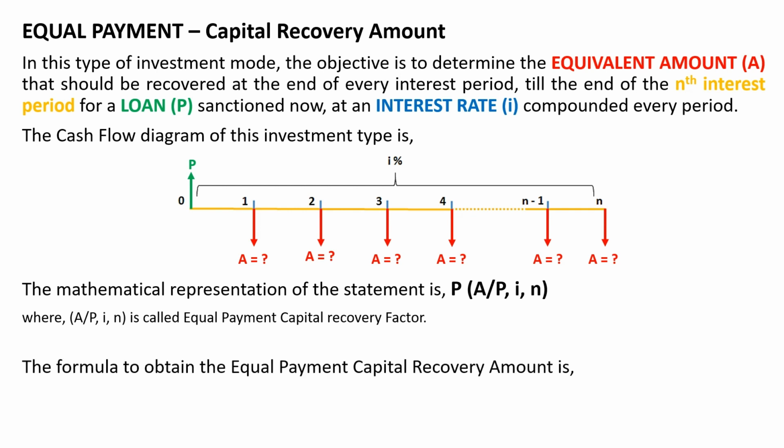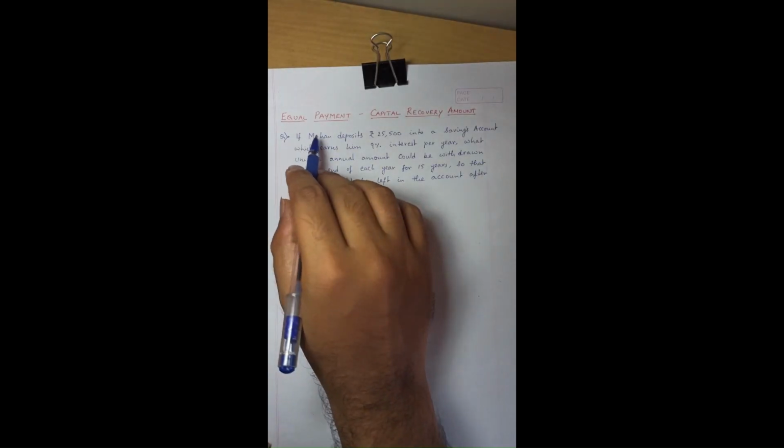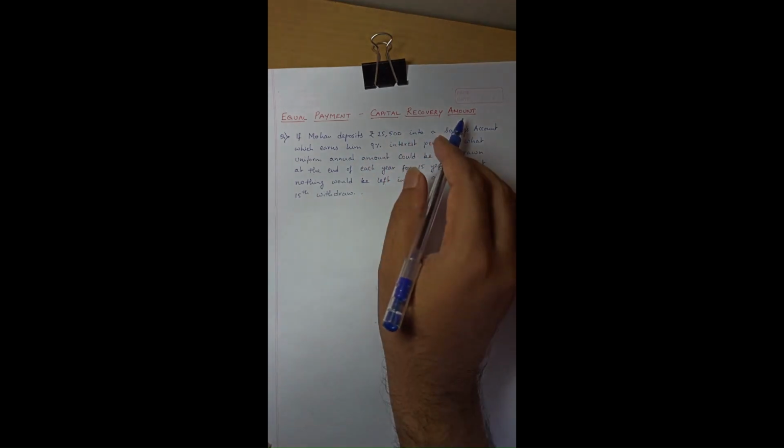The formula to obtain equal payment capital recovery amount is, A is equal to P into I into (1 plus I) to the power of N divided by (1 plus I) to the power of N minus 1. Here the value of I is in terms of decimals. Now we'll solve a problem on equal payment capital recovery amount.